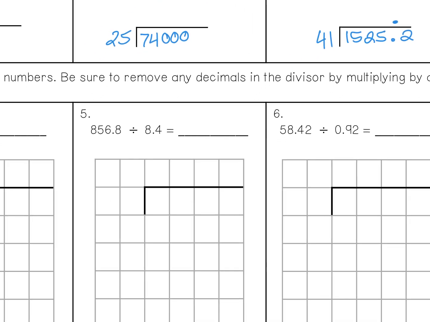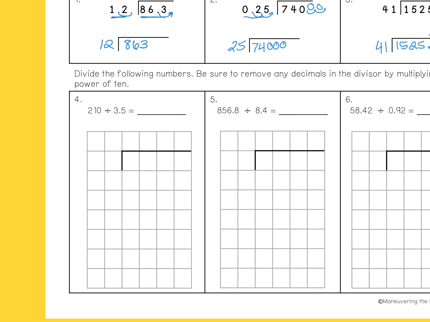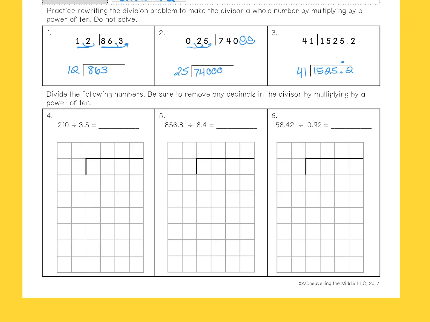All right, let's go ahead and actually solve these problems down here. We're going to start with number 1. Our directions say to divide the following numbers. Be sure to remove any decimals in the divisor by multiplying by a power of 10.